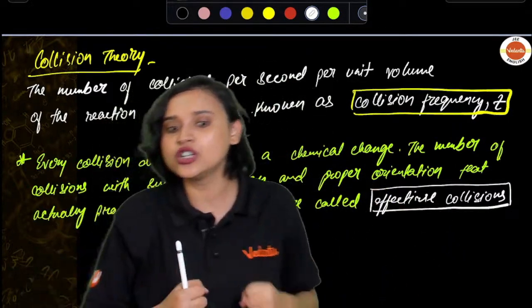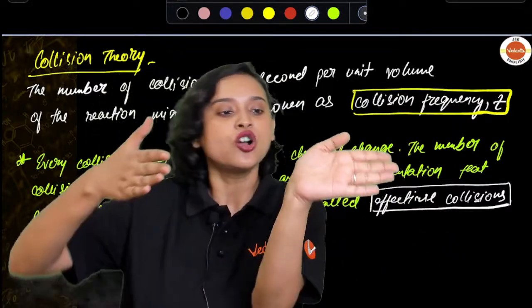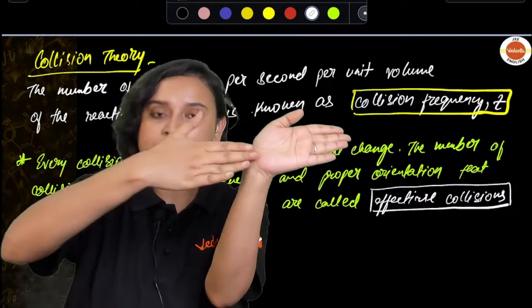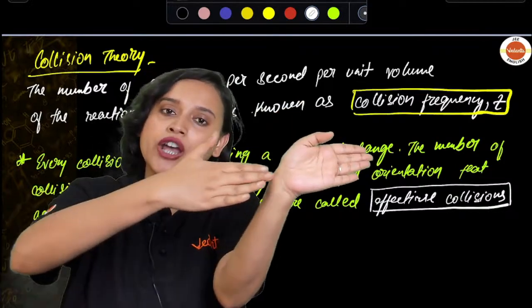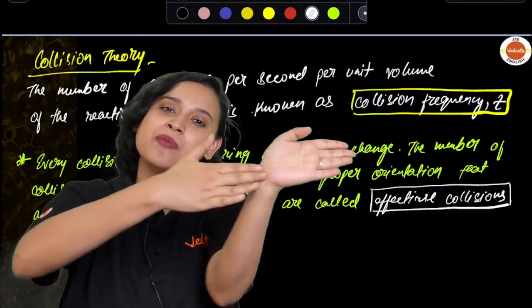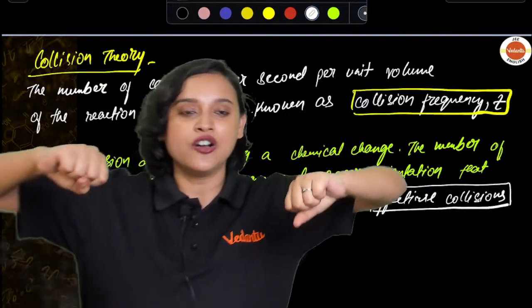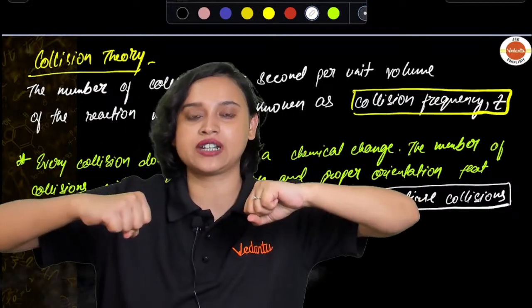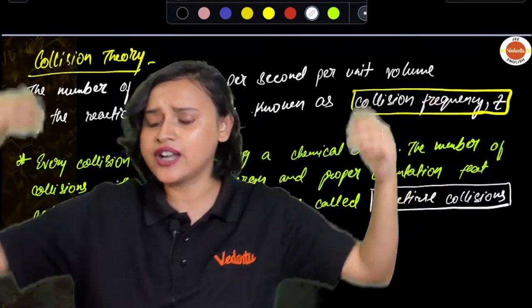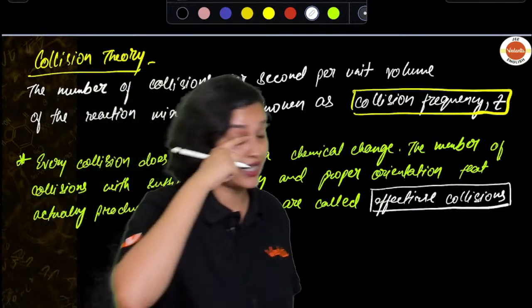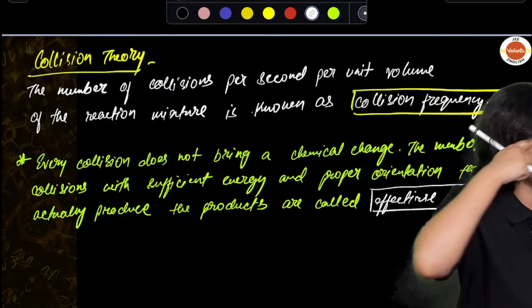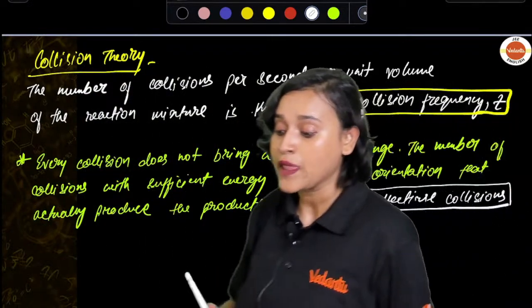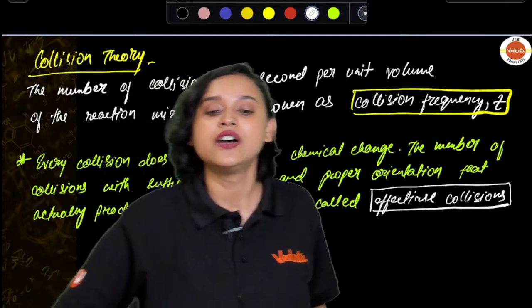And effective collision means, guys, you have to understand, collision can happen like this also, right? This can also be a collision. But at this point the reaction is not happening because this is not an effective collision. Let's say that head-on collision is the effective collision. So that is very important.